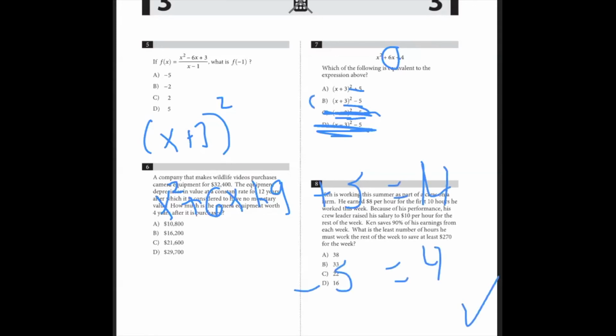The answer is B. So maybe there's a way of completely factoring that out and getting the answer right away. But at least for this problem, I found that going through each choice and seeing which one was logical is the best way to find it.